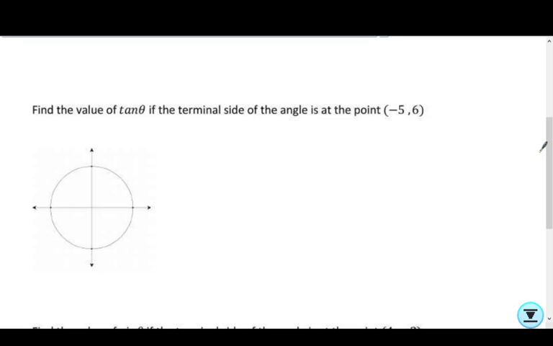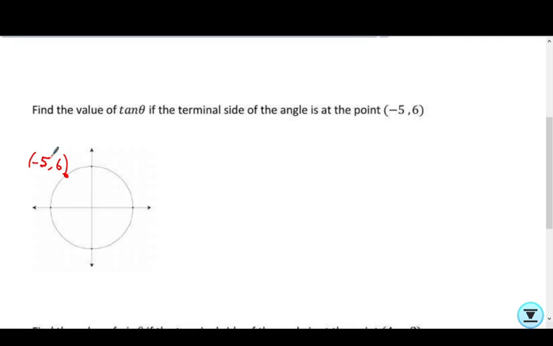The information that they're giving us is a coordinate. So that's our x and y. They're telling us x is -5, y is 6. That's telling us it's in quadrant 2 because x is -5 and y is positive. So I'm actually going to draw that coordinate. -5, 6 is going to be right here. This is the point -5, 6. That's my coordinate.